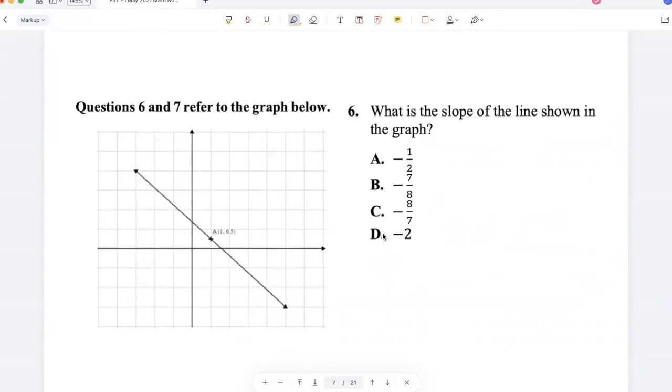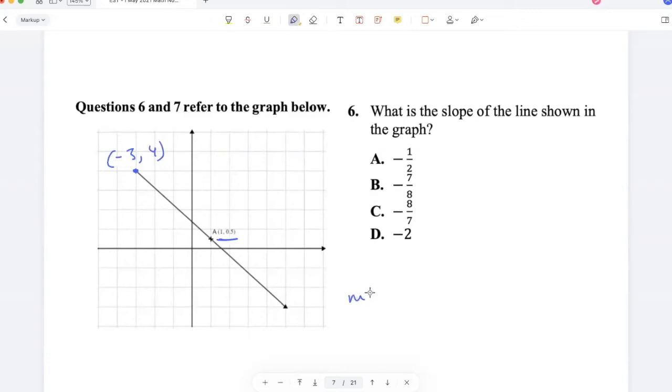What is the slope of the line shown in the graph? Okay, so we are given 1 point, 1 comma 0.5, and we don't really have another point. Let's try and see if we can find a grid point. So I think this might be a grid point. 1, 2, 3, minus 3, comma 1, 2, minus 3, comma 4, right?